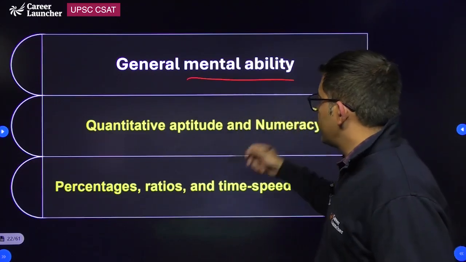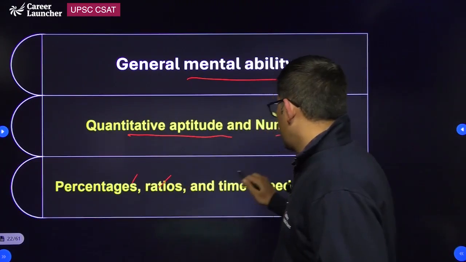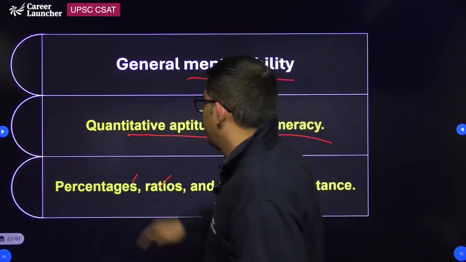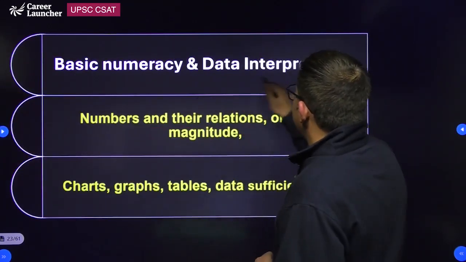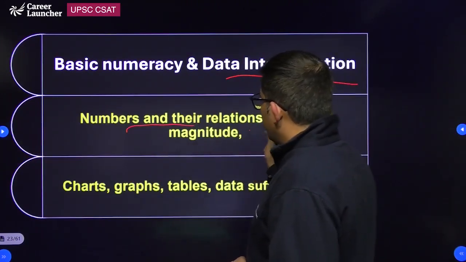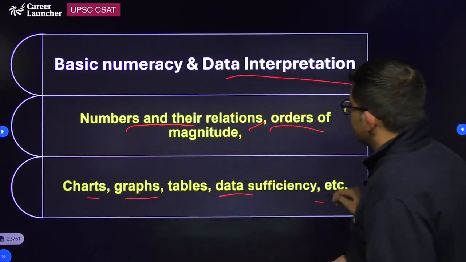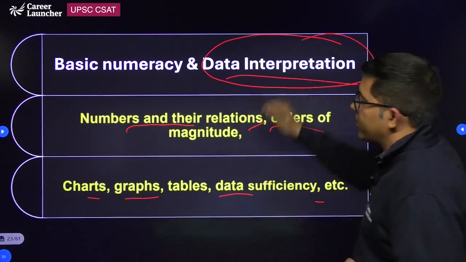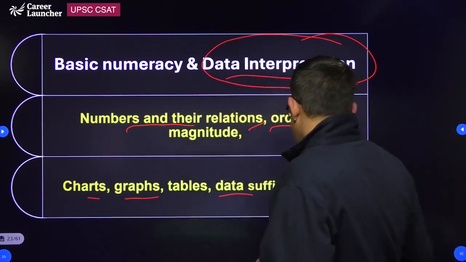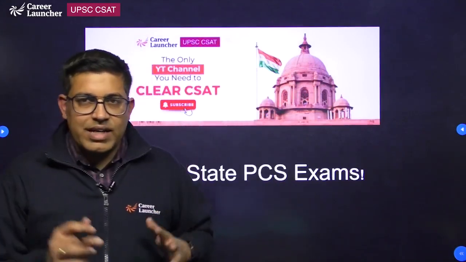General mental ability: you have maths, quantitative aptitude and numeracy based questions, so percentage, ratio, time, speed, distance, and a lot of other things. We'll discuss that in detail. Then comes your basic numeracy and data interpretation. So number based questions, orders of magnitude, relation based questions. Then you have charts, graphs, tables, data sufficiency. So data interpretation questions are data-based questions. So that's all about the CSAT syllabus.